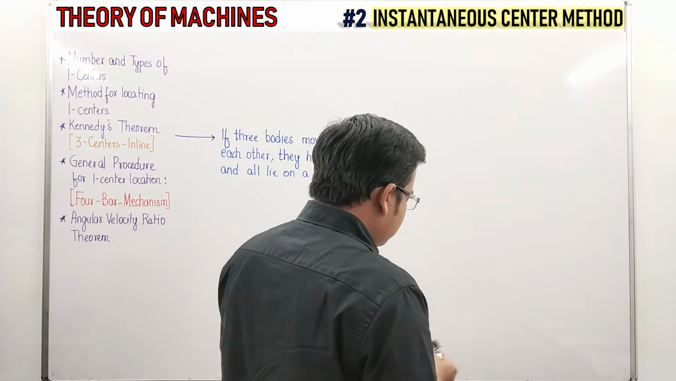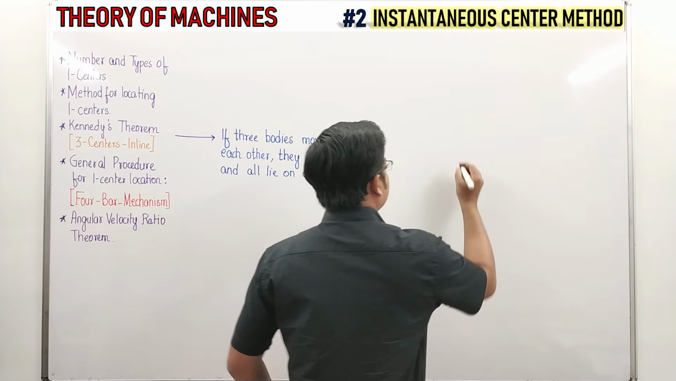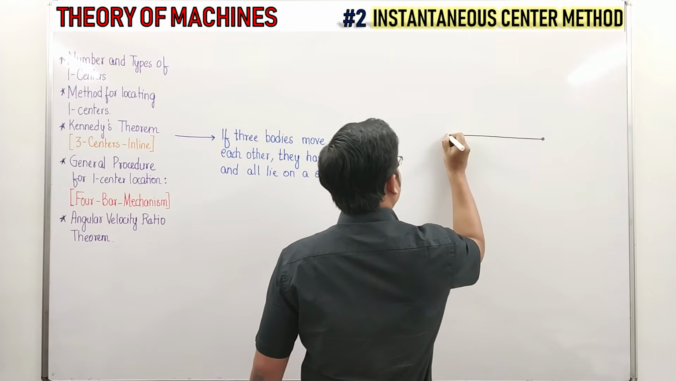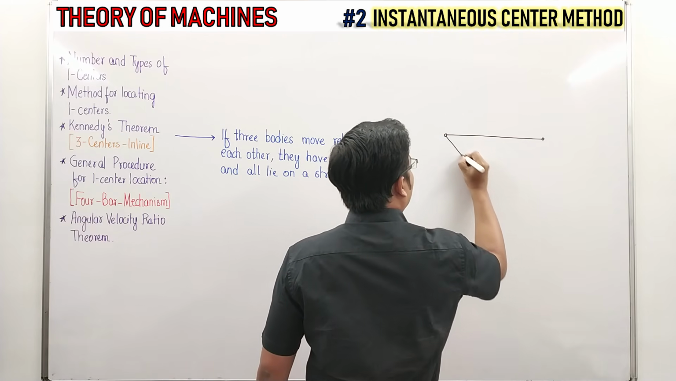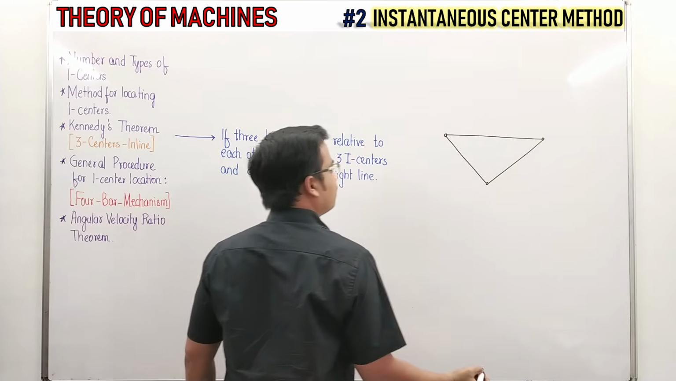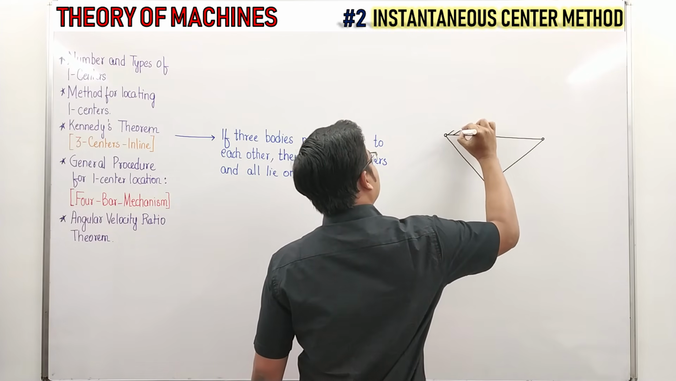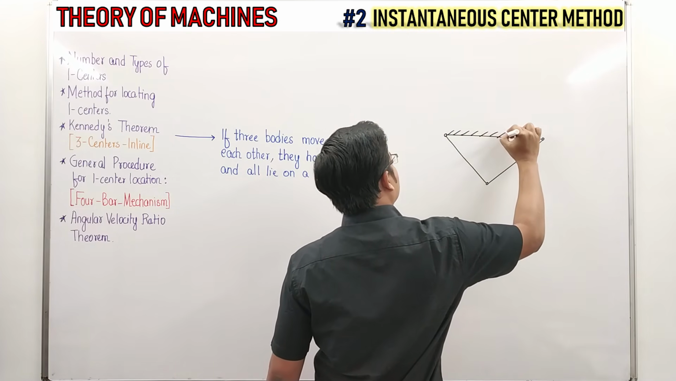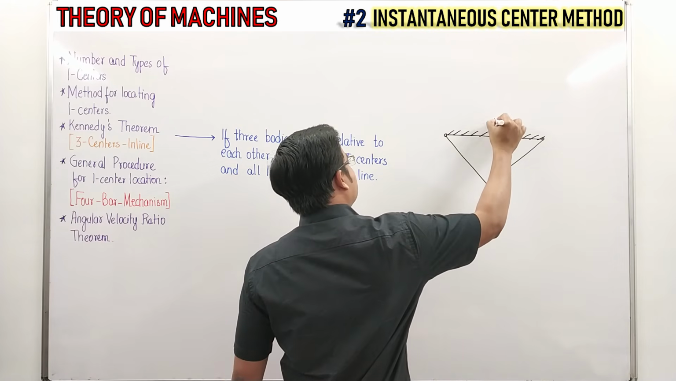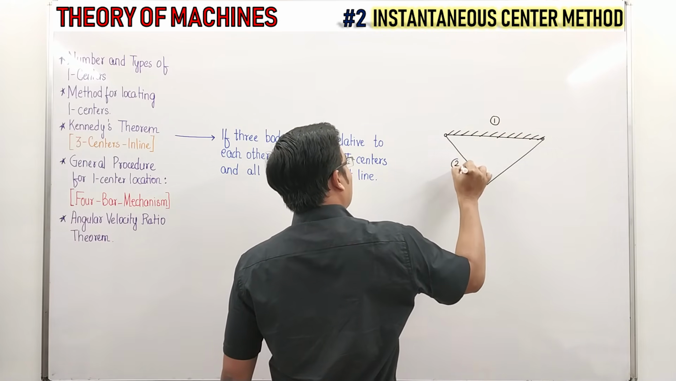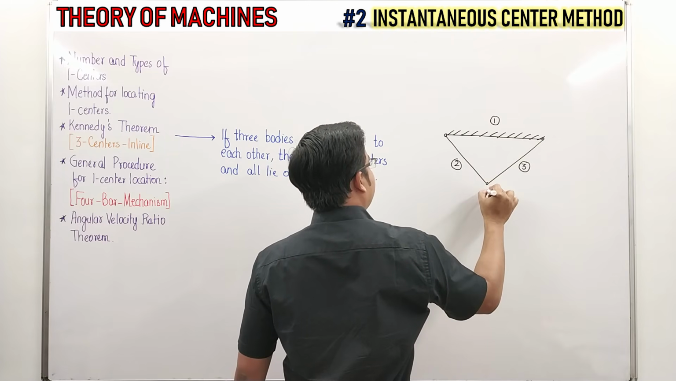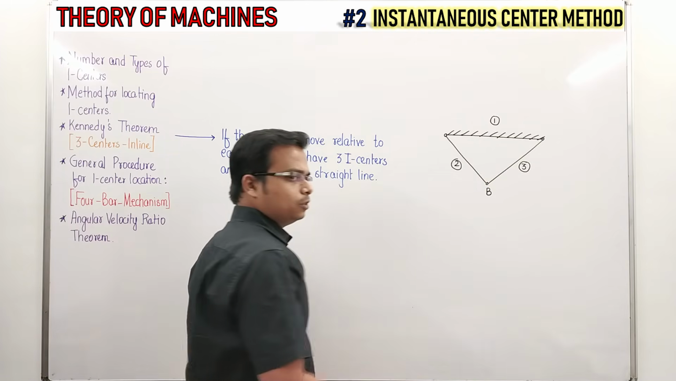So what I'll try to do is, let me take 3 links into consideration. Something like this, and one more this way. Let's keep this link as fixed. Let's call this 1, let's call this 2, and let's say this is 3, and let's say this point is marked as B, simply B.